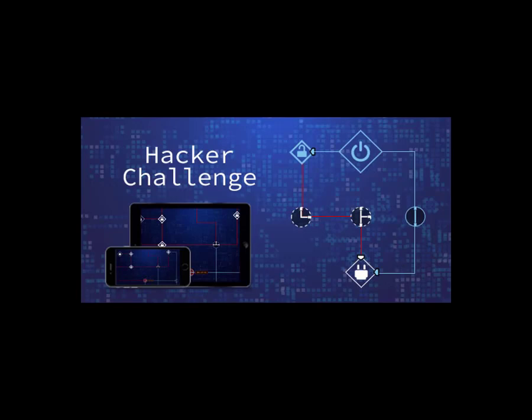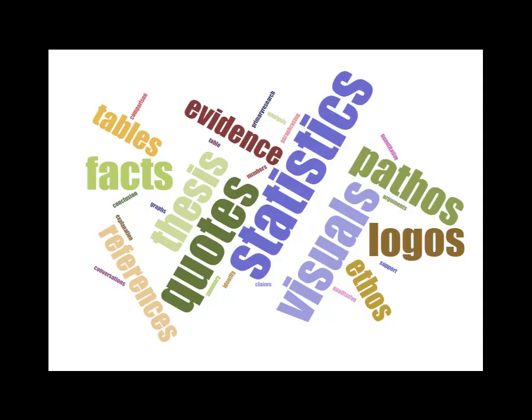Okay, that sound means we are having our third and final hacker challenge. So let's take a look at the word clouds for the hacking tools that you picked out for the digital identity argument. If we look at 1101-57, we can see that there are a lot of good hacking tools here. Particularly, we see ethos, pathos, and logos. I think those are very important hacking tools, but we also have statistics and quotes and visuals, evidence, references, and this sort of thing.